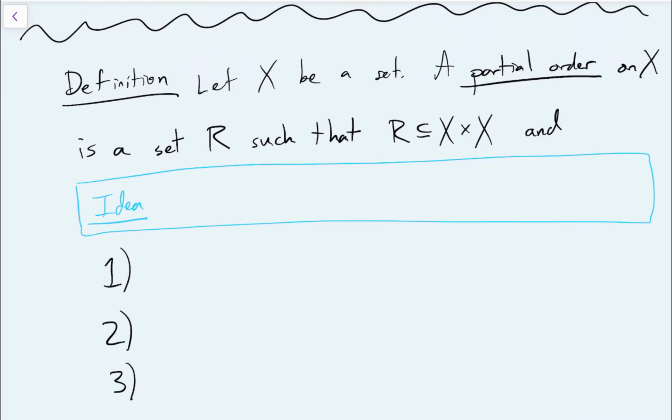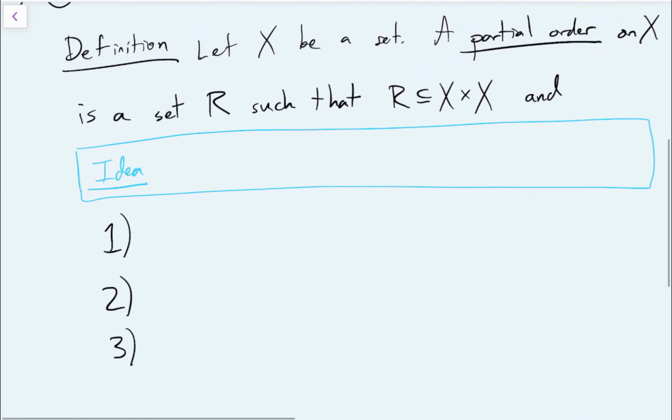The idea is that the way R tells us what things are less than other things is by giving us the pairs where the first thing is less than or equal to the second thing. So let me write that out. (x1, x2) is in R, I'm going to put quote-unquote means x1 less than or equal to x2.